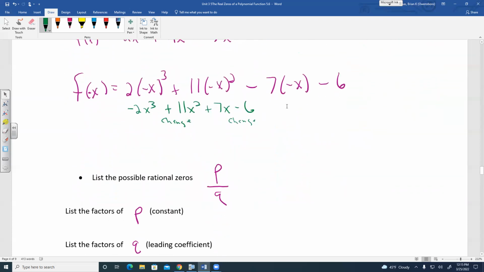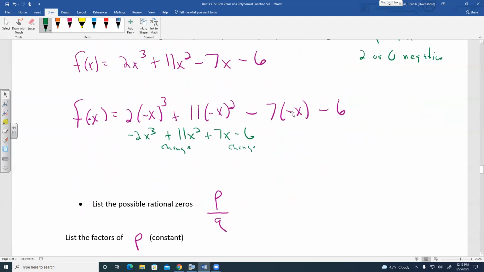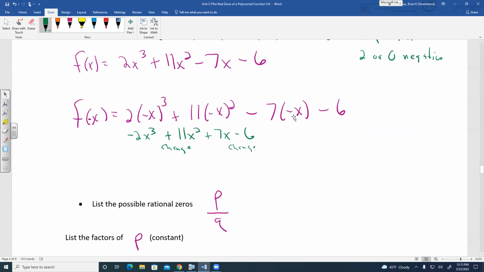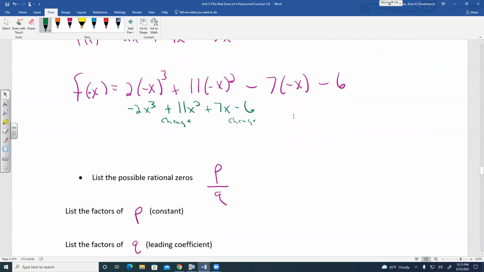So the possible rational roots. The rational zeros, if it's rational, that means it's a factorable problem. So we focus on the constant and the leading coefficient. So the factors of the constant, since the constant is a negative 6, notice how we really don't have to put the negative in there. So the factors of 6, if I use my t-chart, would be 1 and 6, 2 and 3, and that would be it. So we're going to use a plus or minus 1, a plus or minus 2, a plus or minus 3, a plus or minus 6. Those are my different factors of my constant.